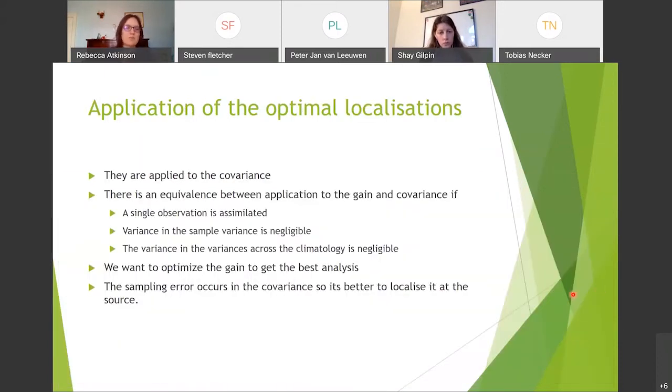So I've just described 3 optimal localizations of the gain. However, in this work, they'll be applied to the covariance, not to the gain. There's a number of reasons for this. Firstly, there's an equivalence between application to the gain and the covariance, under the assumptions that there's a single observation being assimilated, and the variance in the sample variance, and also in the variance across the climatology, is negligible.